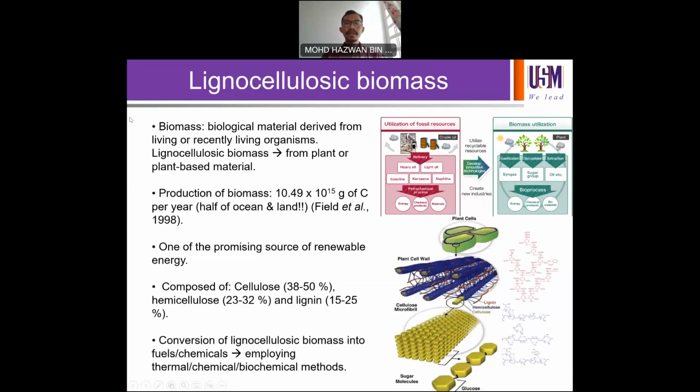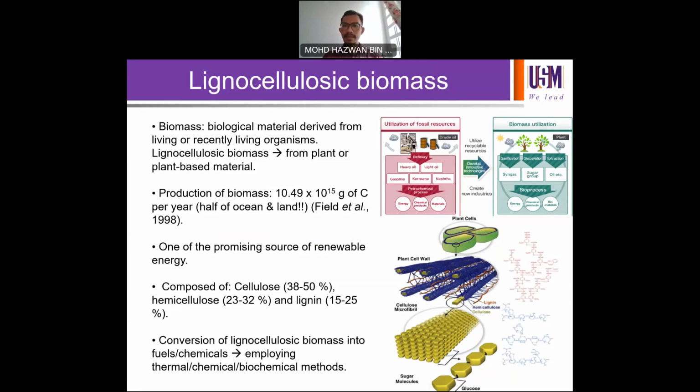And before we begin, I guess maybe it's best to introduce everyone to lignocellulosic biomass. We know that this biomass is actually derived from living or recently living organisms, and it could be coming from plants and plant-based materials. And some statistics have shown that lignocellulosic biomass actually occupies more than half of ocean and land. So that actually shows how much biomass waste is produced throughout the year. And it has been said that this biomass could be one of the promising sources of renewable energy.